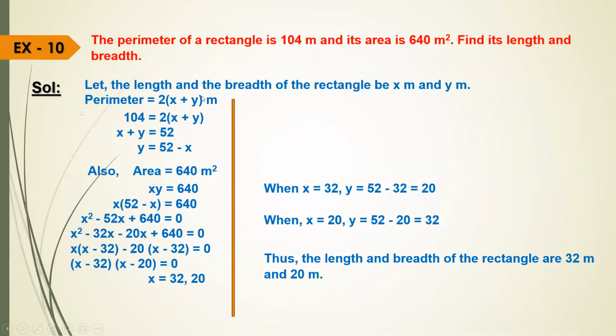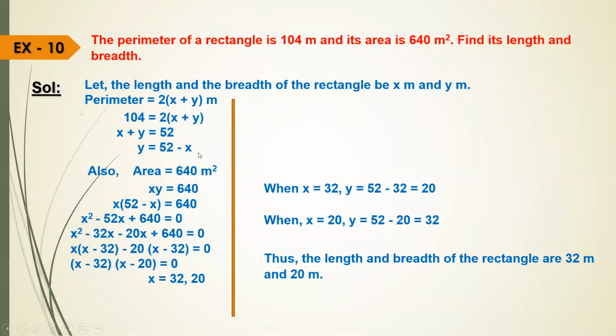In the starting I have taken two variables, but finally we will convert y also in terms of x. As it is a quadratic equation, we have to use only one variable. So 104 is the perimeter given. 104 is equal to 2 into x plus y. Bring this 2 to the denominator here. Cancel by 2. X plus y is equal to 52.